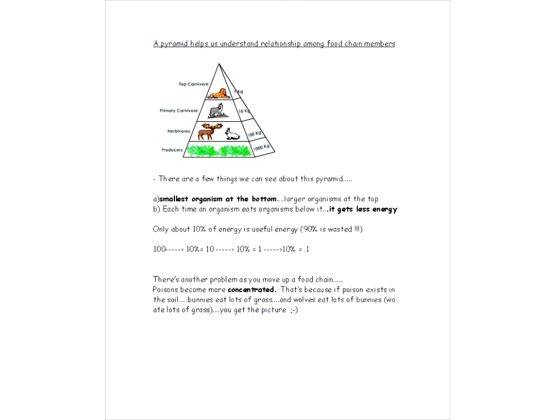Okay. So moving on, we see a pyramid here, and a pyramid shape helps us understand the relationship among food chain members. So how does it do that? Well, there's a few things we can see about this pyramid. First of all, we can see that the smallest organisms are at the bottom, and the largest organisms are at the top.